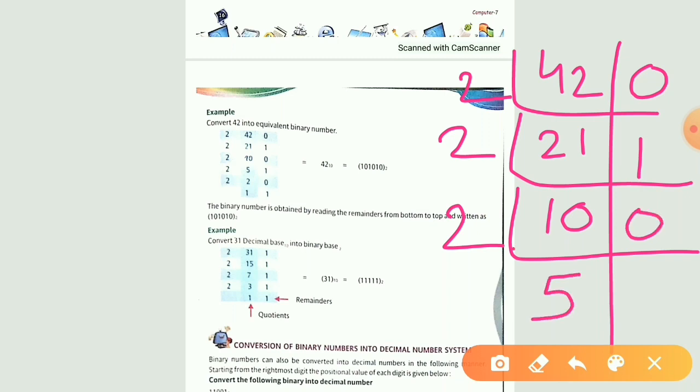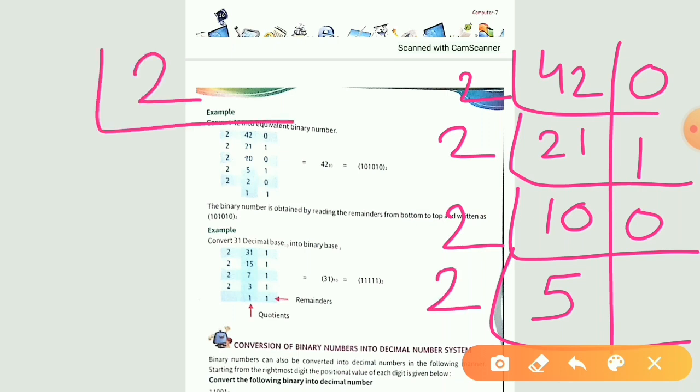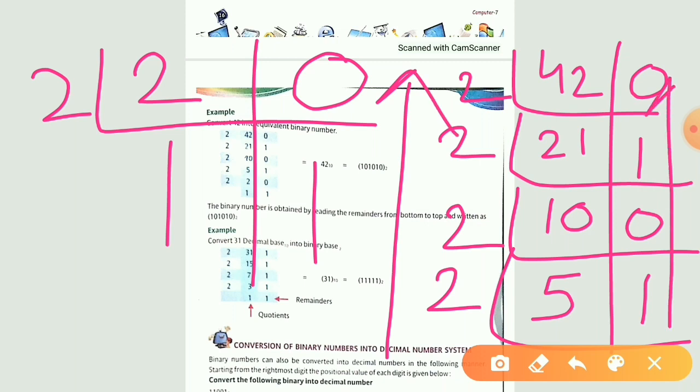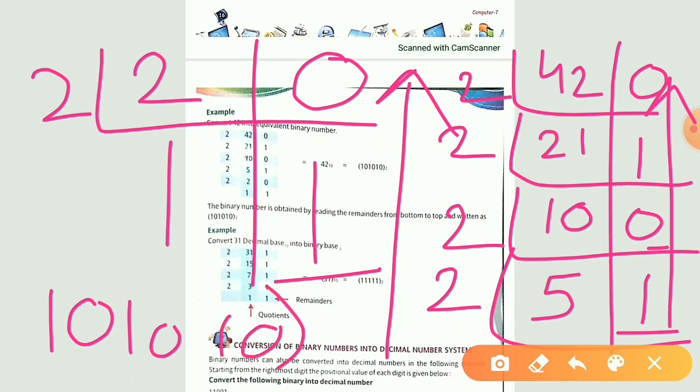Again do this process by 2, then you will be getting 2 as a quotient, 1 as a remainder. Again divide this by 2, then you will be getting 1 as a quotient as well as 0 as your remainder, and again over here we are getting 1. So you have to read it from the bottom up till the very top. Firstly you are going to write down the 1 that is present at the very bottom, then 0, then again this 1, then again this 0, then 1, then 0, with a base 2. Okay, so this is basically the binary representation.